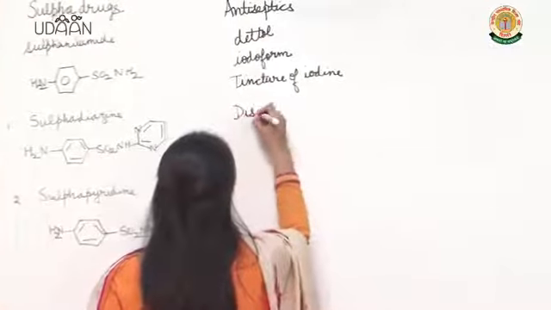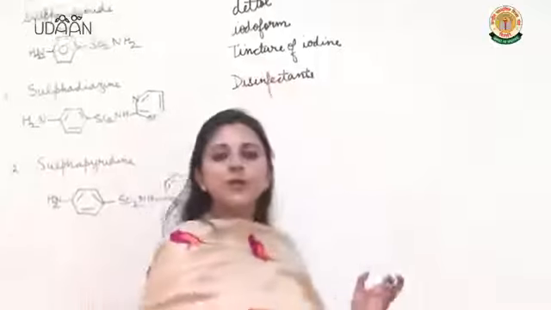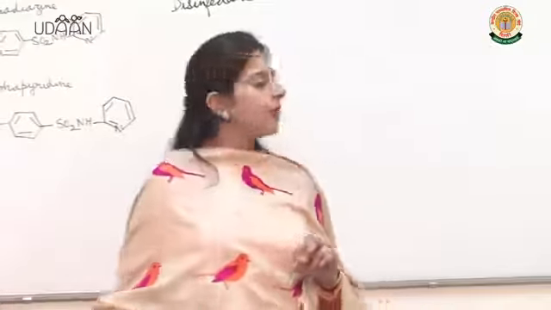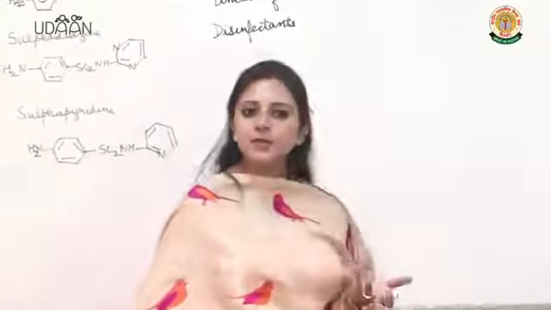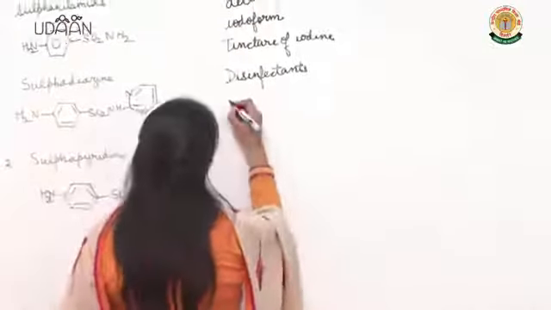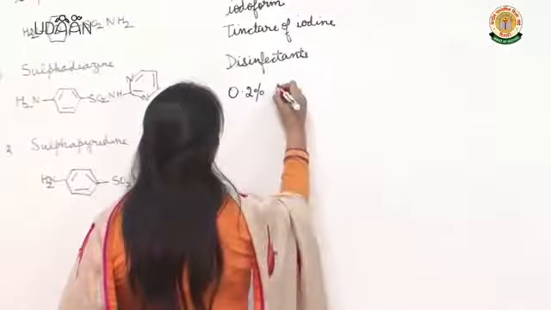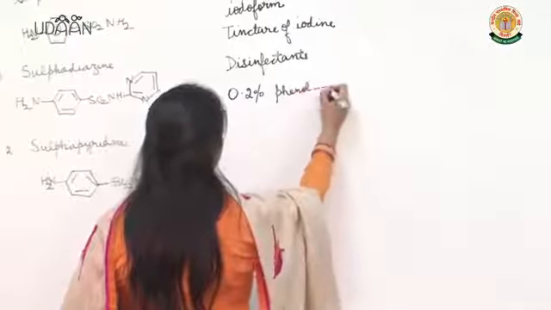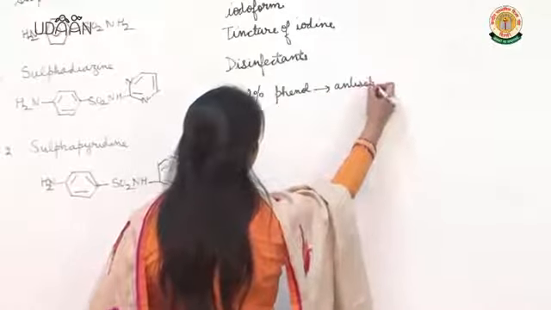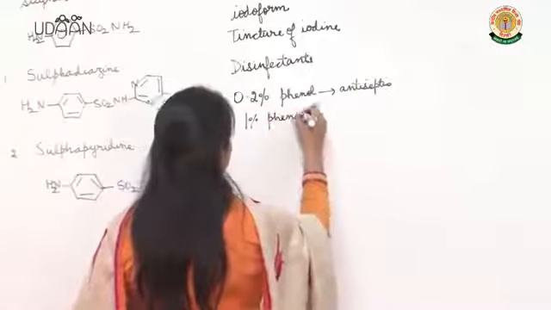Then what are disinfectants? Disinfectants can be used to inhibit or kill the microorganisms, but they cannot be applied on living tissues. So they can be used to disinfect the floors, the tiles. Example, now phenol is a substance which can be used as antiseptic as well as disinfectant. 0.2% phenol is antiseptic and 1% phenol is disinfectant.